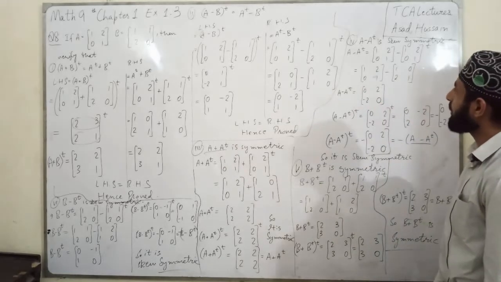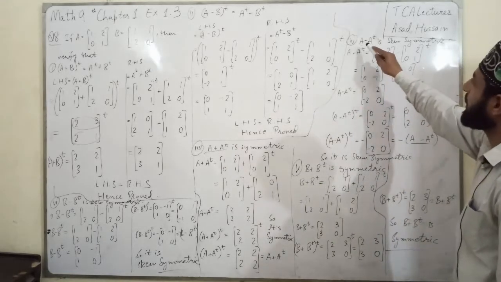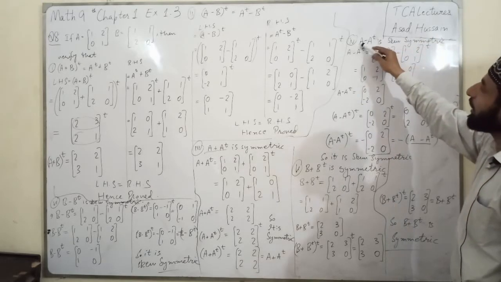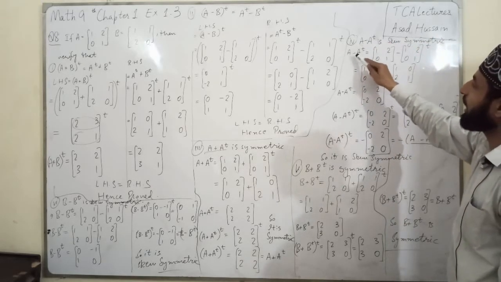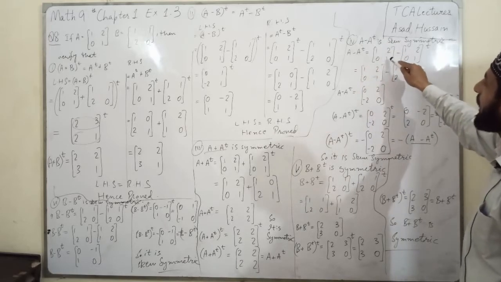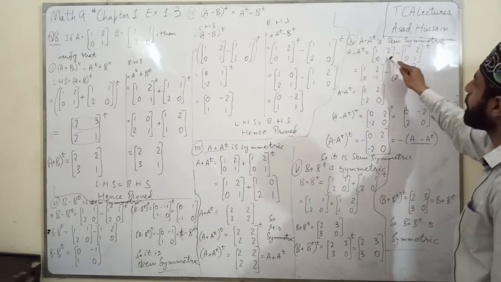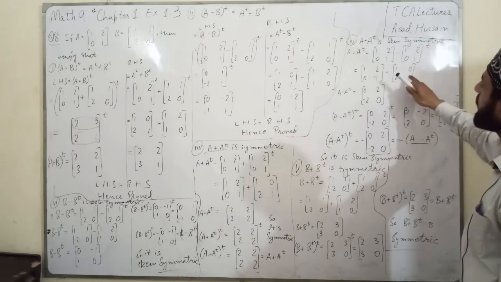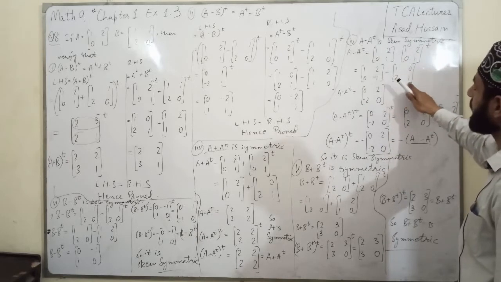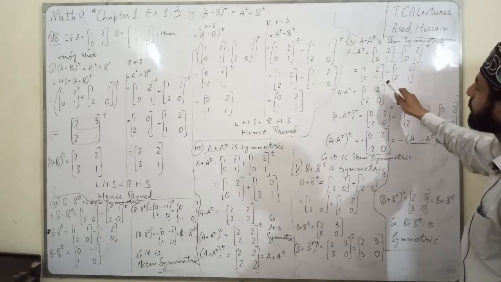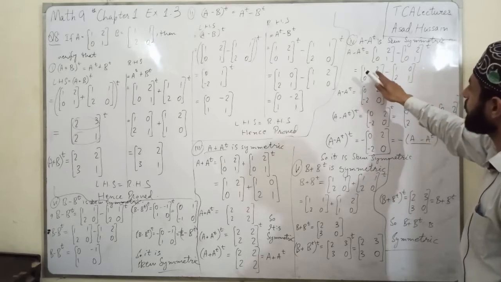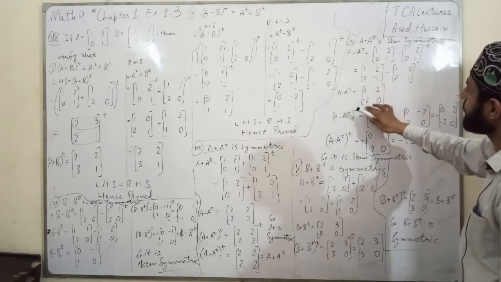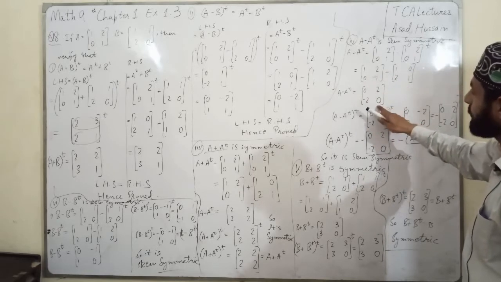Moving on to part number 4, which is A minus A transpose is skew symmetric. First finding the value of A minus A transpose, putting the value of A, we get [1 2; 0 1] minus [1 2; 0 1] transpose. First finding the transpose, which is [1 0; 2 1]. Now subtracting the values we get 1 minus 1 is 0, 2 minus 1 is 2 minus 0 is 2, 0 minus 2 is minus 2, 1 minus 1 is 0.